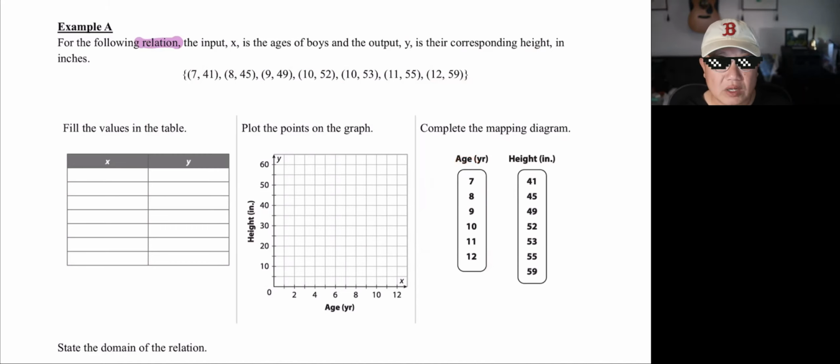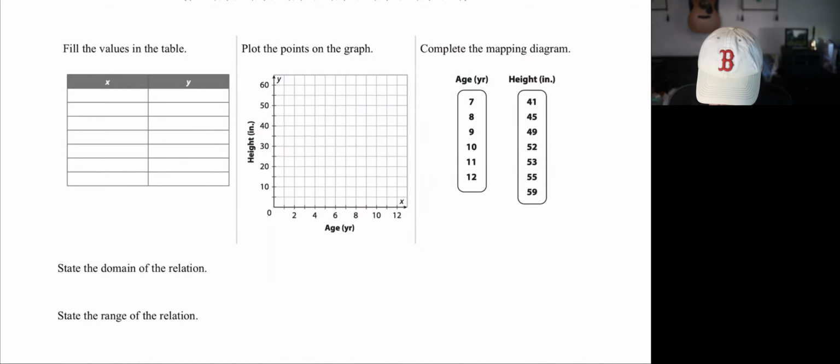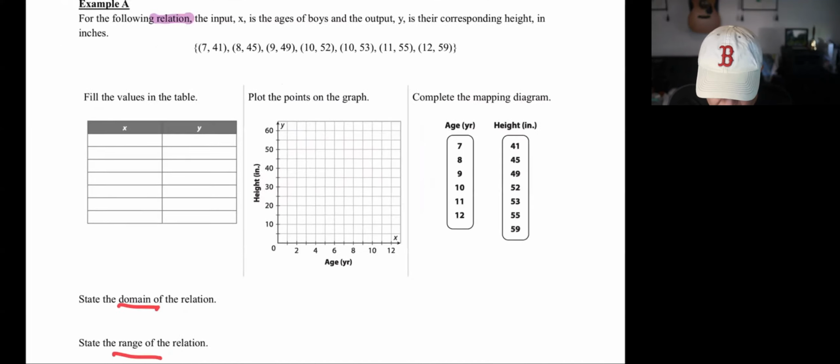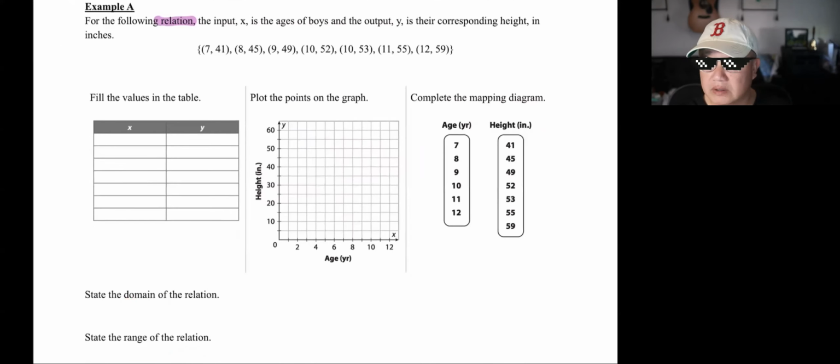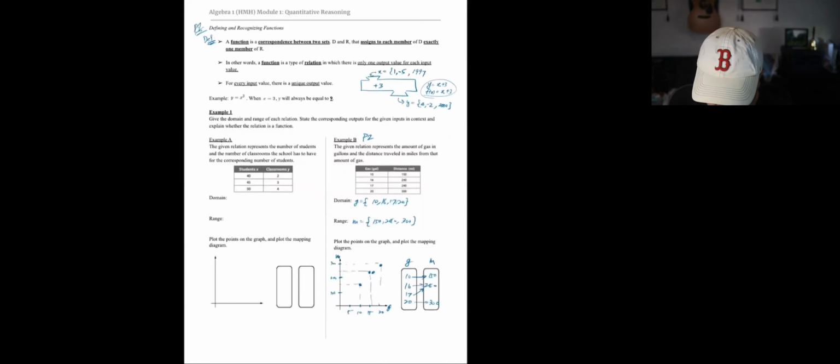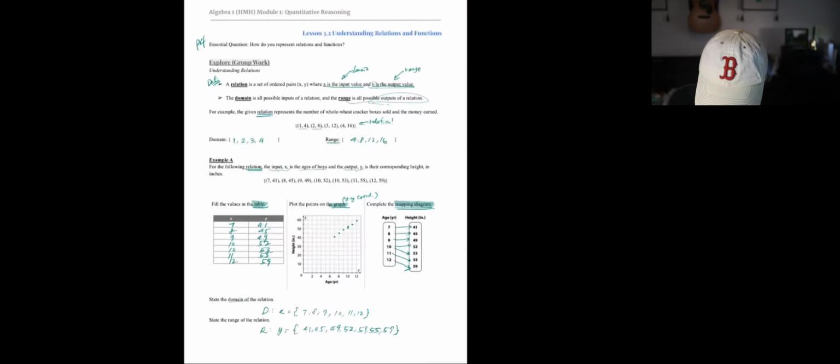All right, guys, why don't you go ahead and try this and see if you can get this, and then tell me what the domain and the range of each relation that's given to us is. Please pause the video. Okay, here we go. I'm going to assume that you worked it out.